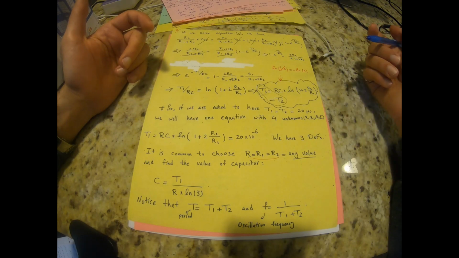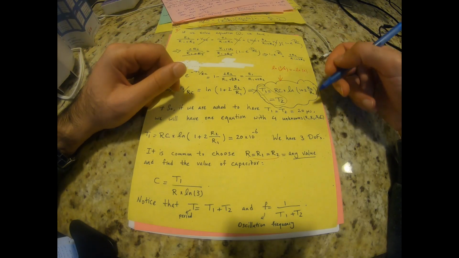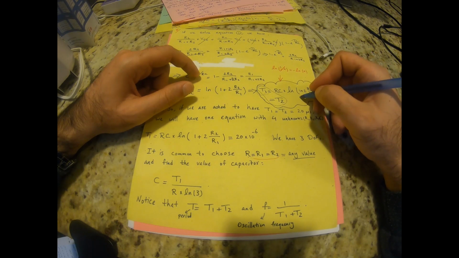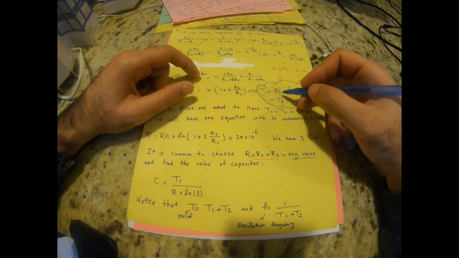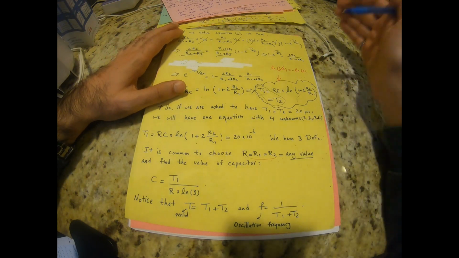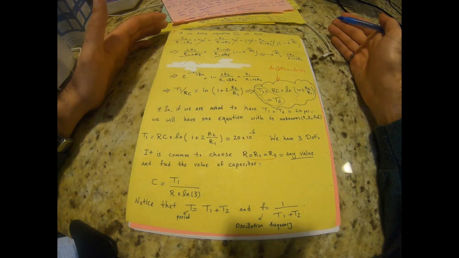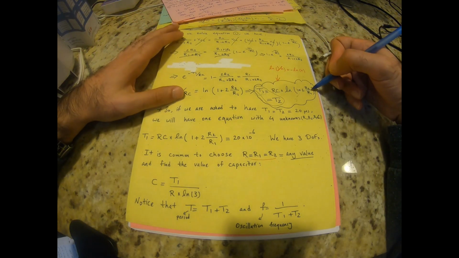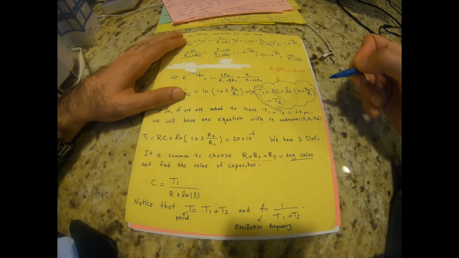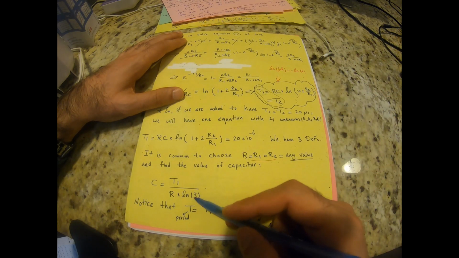One simplifying, common answer is to make R2 and R1 the same. That way this reduces to 3, and you can find the value of C from that. It's not necessary though, right? So if you tell me that you want to have R2 equal to 2 times R1, that's fine too. Then instead of ln3, you end up with another number here.